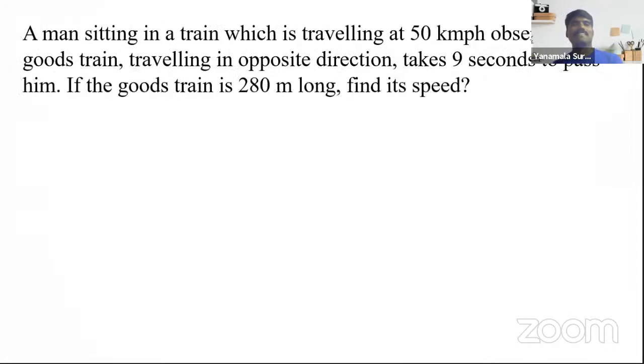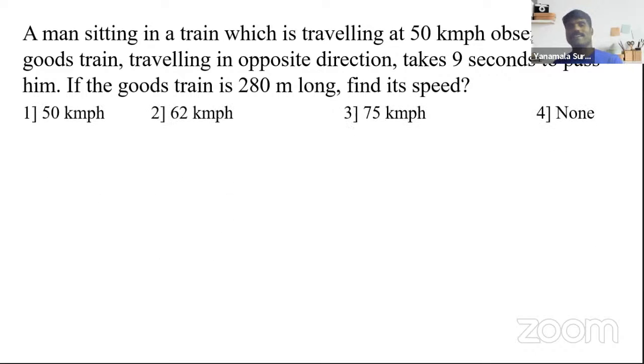A man sitting in a train which is traveling at 50 kilometers per hour observes that a goods train traveling in the opposite direction takes 9 seconds to pass him. If the goods train is 280 meters long, find its speed. So we have to find the speed of the goods train. I expected they are definitely going to give it in terms of kilometers per hour.